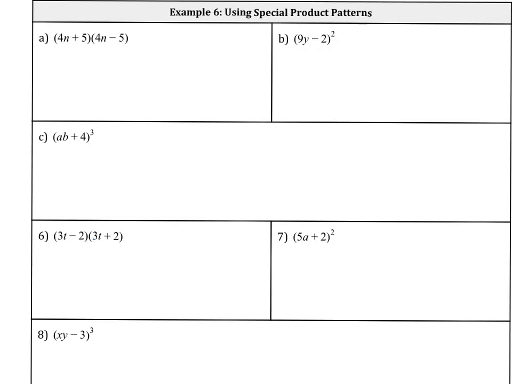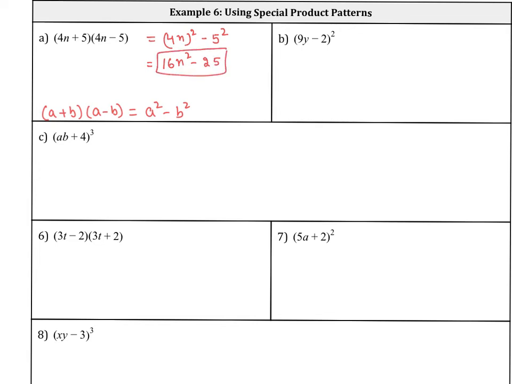Next is example number 6. Using special product patterns, I'm using a minus b times a plus b for the first question. So what is the formula here? The formula is a plus b times a minus b equals a square minus b square. So all I have to do is recognize a is 4n and b is 5 and apply the formula. So a square, which is 4n square, minus b square, which is 5 square. So the answer is 16n square minus 25.